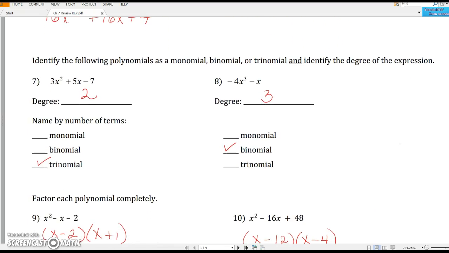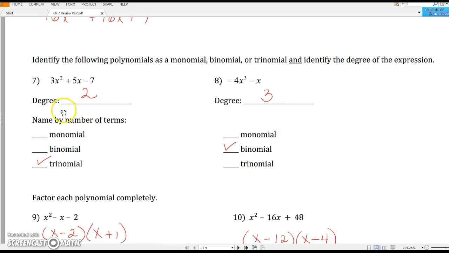Alright, here's the vocab part of the test. So you need to know that this has 1, 2, 3 terms. That makes it a trinomial. And then the degree of any polynomial is always going to be the exponent on the leading term, as long as they're written in the proper order. Basically, it's the highest exponent on any variable in the polynomial is the degree. The degree tells you how many solutions you would get if you solve this.